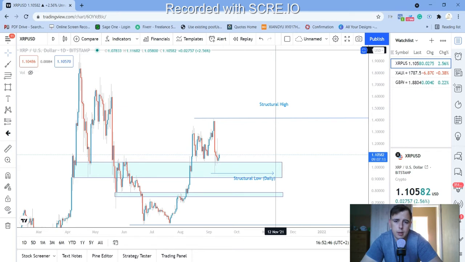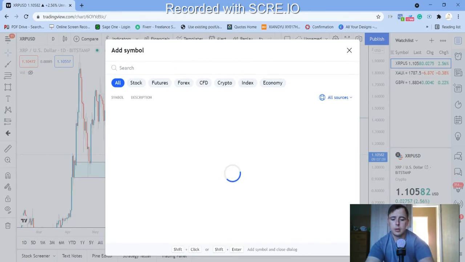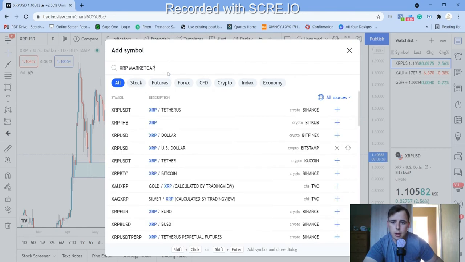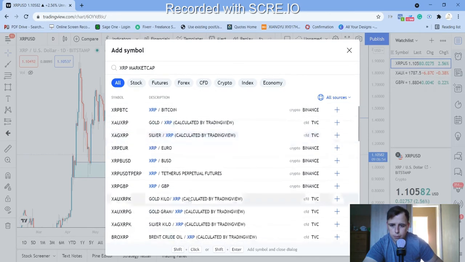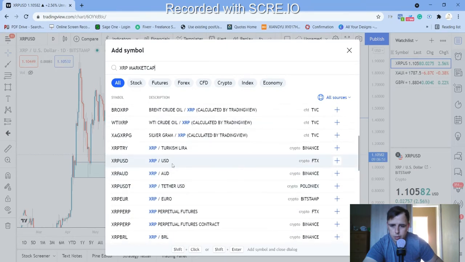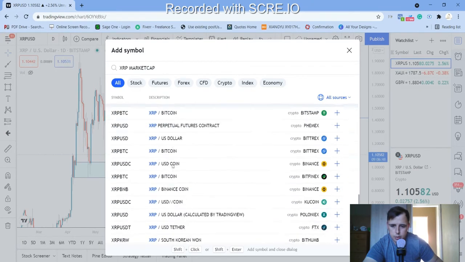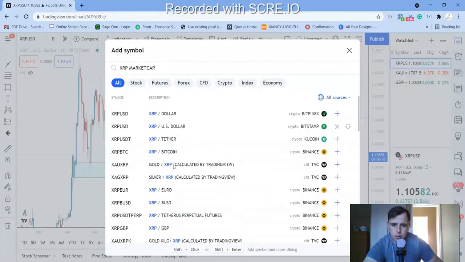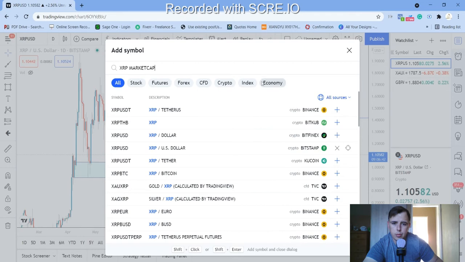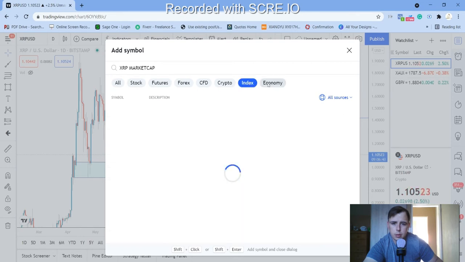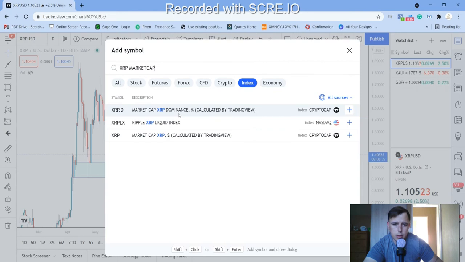At this stage, the market cap is... Let's see if I can see what the market cap of XRP is. Maybe it has something on here. Sorry guys, I'm just looking for the market cap one, but I don't see it here now. Let's see the index, the economy. Here we go. Market cap. This should be the right one.